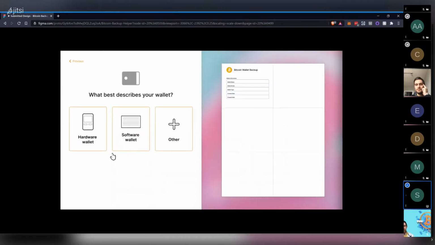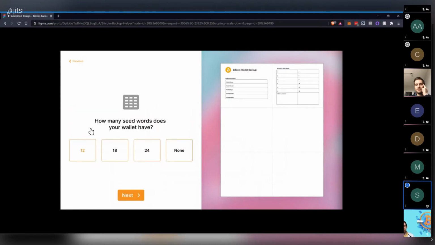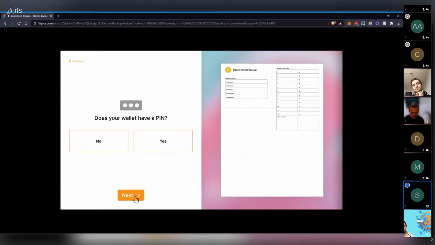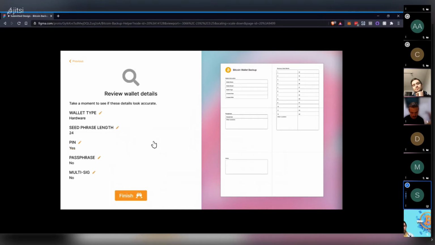And then we ask for a little bit of description, like is it a hardware wallet or a software wallet? And we ask them how many seed words their wallet has. And as you see over here, if I set the 12 seed words and then I set the 24, it updates the number of fields that the user has. And we say next, ask them if it has a PIN, ask them if it has a passphrase. Then you can see it added the little passphrase section on here.